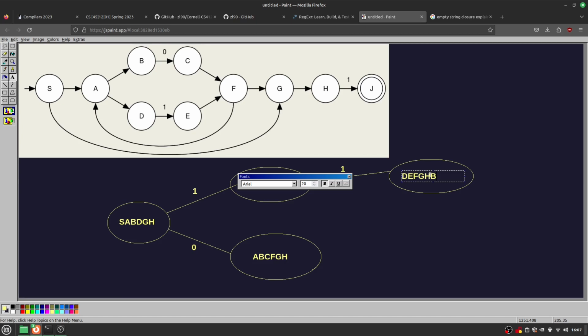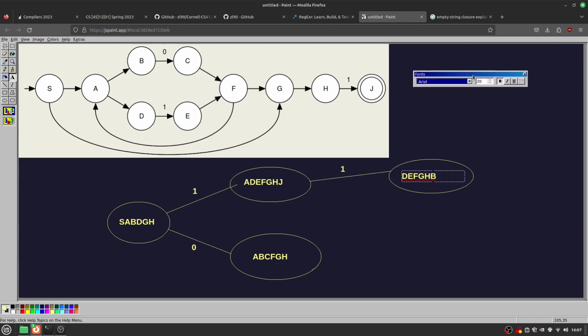Can we get to J? I don't think we can. Can we get to J? I don't think we can right there. But from D, just realizing that I probably forgot to add B in here.